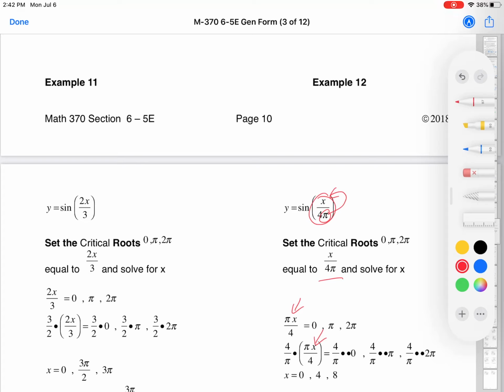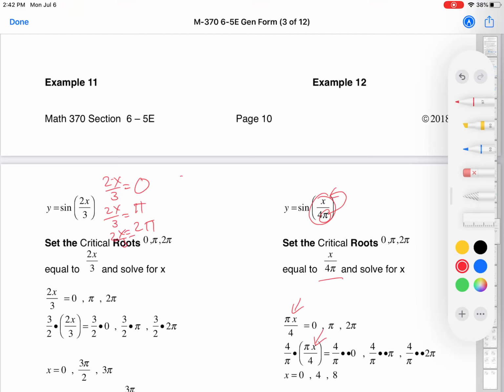Sine of 2x over 3. Your immediate thought is, hey, no amplitude adjustment. It's not moving left and right, not moving up and down. The only thing happening is a period adjustment. I can do that. The original zeros are 0, pi, and 2 pi. I'm going to set 2x over 3 equal to them. And what am I going to get?